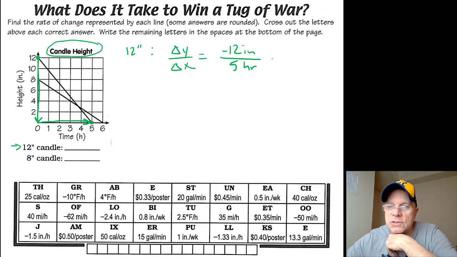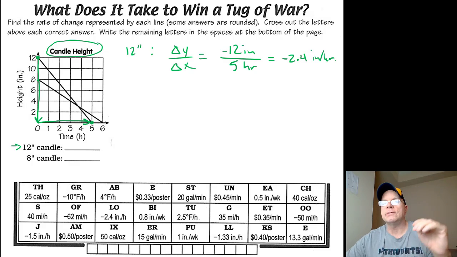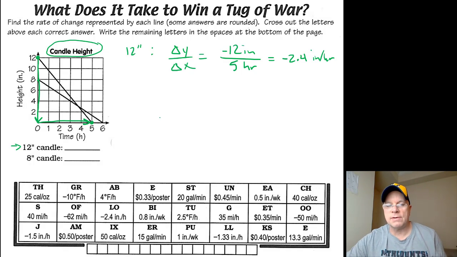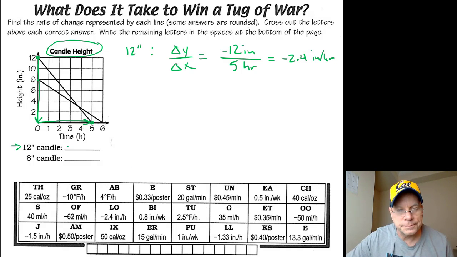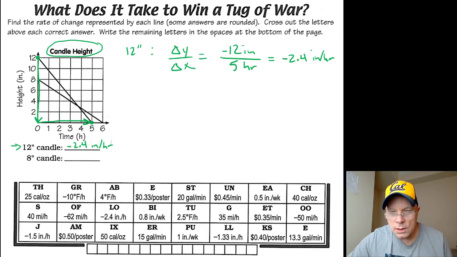12 divided by 5 is 2.4. 2 and 2/5 is 2.4. Negative divided by positive is negative, so negative 2.4 inches per hour. The height of that candle decreases by 2.4 inches every hour. Try to find it here.